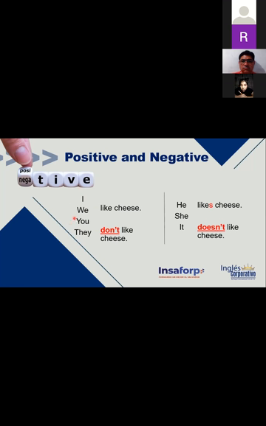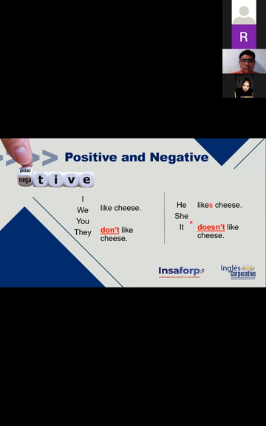Personal pronouns, yes. First of all, a personal pronoun, then the verb, and then a complement. Simple as that. But we have some little changes that we are going to understand later on. This is for the positive. I can say, I like cheese, you like cheese, they like cheese, okay? So we just have personal pronoun, main verb, and complement. That's it. Let's go to the third person.